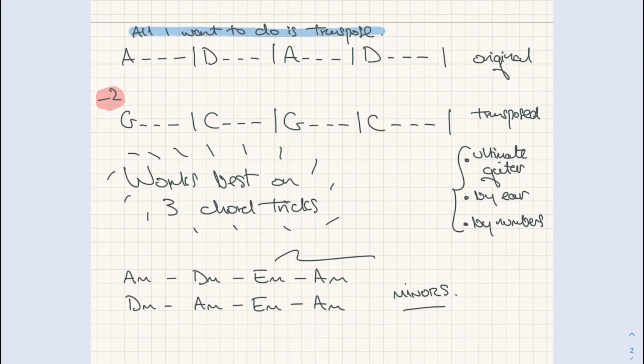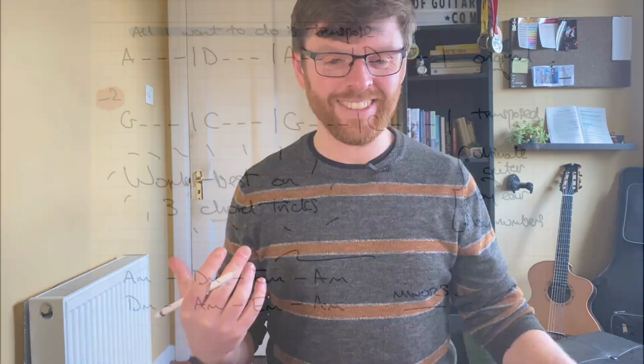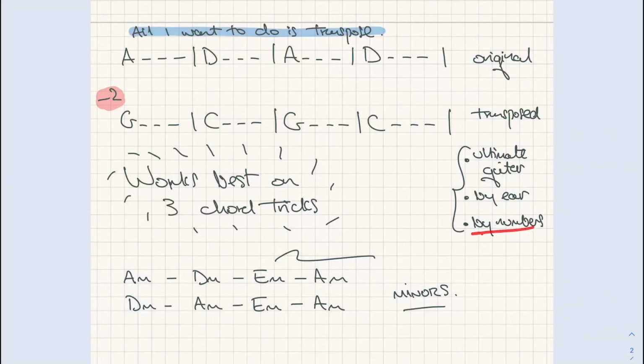There are 3 ways to transpose. You have Ultimate Guitar. You can do it by ear. I have seen players just by ear suddenly play the chords in a different key. That does exist. You can also do it by numbers. Some players would take a song and go, okay, so I'm playing these chords, how do I change the key?